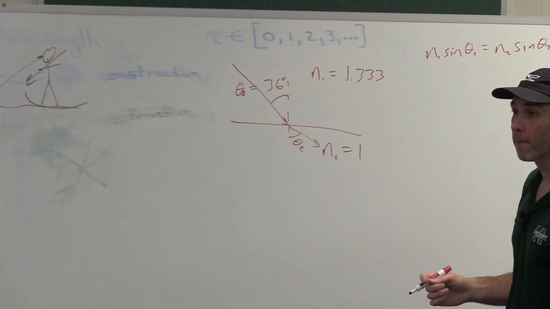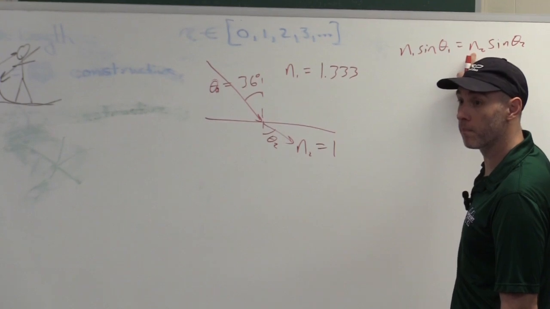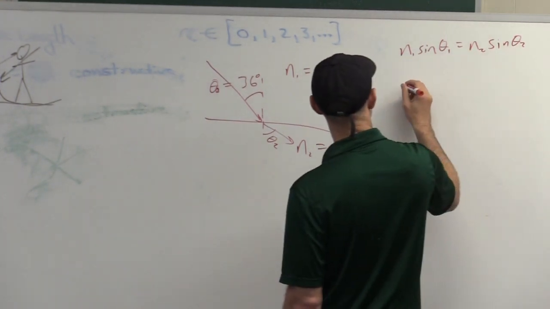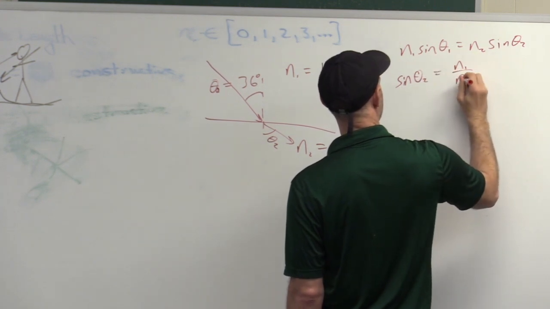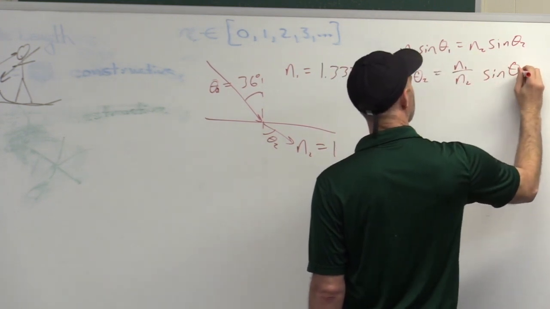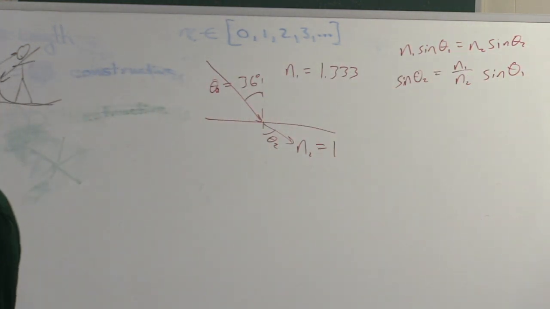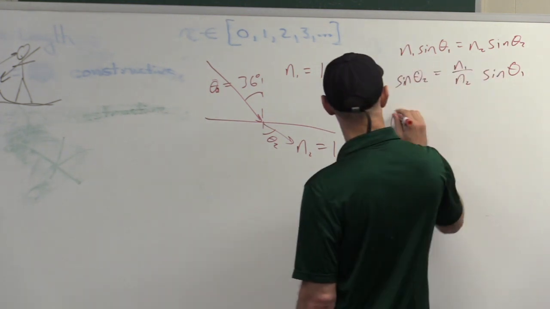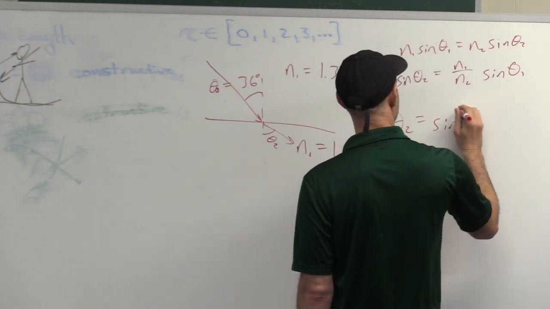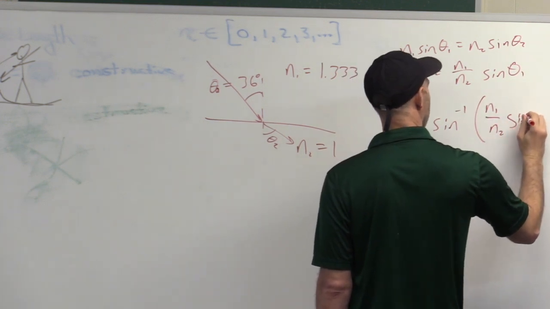Divide, you're right, divide what? Yeah, divide N2 over. So we end up with sine theta 2 equals N1 divided by N2 times sine theta 1. And how do I find theta if I have sine theta? What's the opposite function? Inverse sine, yep. So we're going to take the inverse sine of both sides, and that'll give us theta 2. Theta 2 equals the inverse sine of N1 over N2 times sine theta 1.